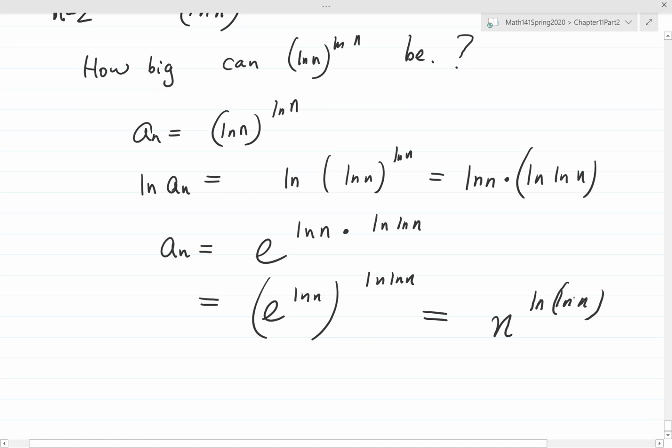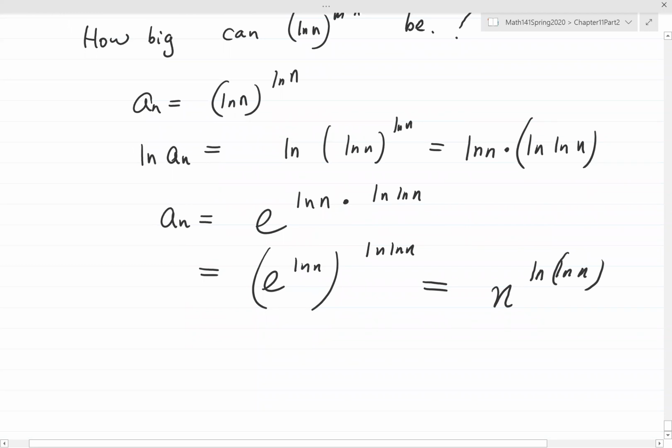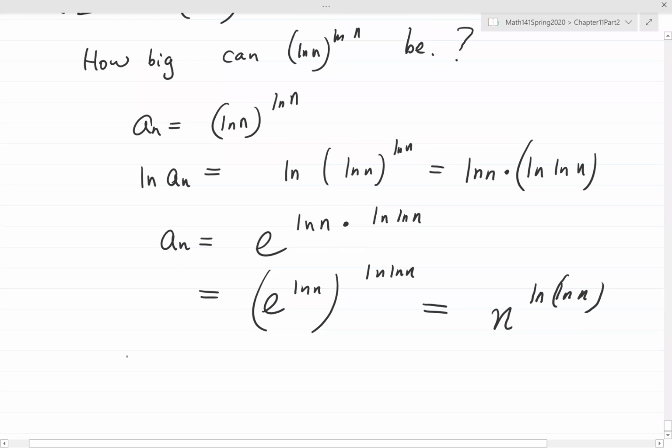Okay, it's a little bit confusing. Try not to confuse yourself about the ln n. So actually we know ln n to the power ln n equals n to the power ln n.